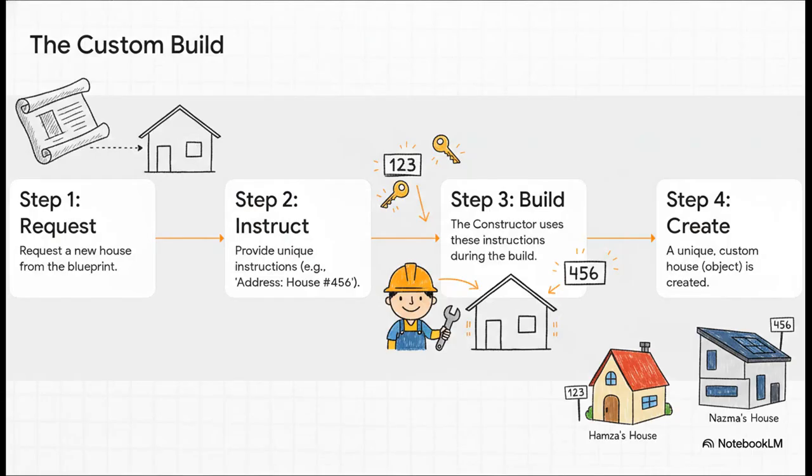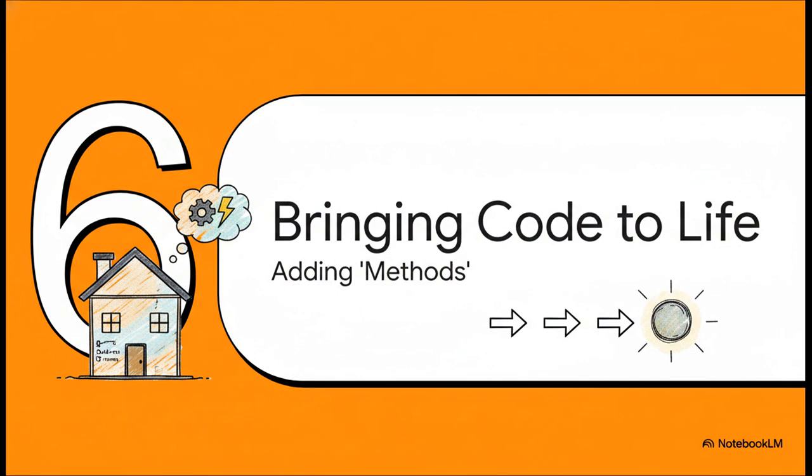So here's the process now. When we ask for a new house to be built, we also hand over some unique info, like, hey, build this one at address number 456. The Constructor takes that unique address and uses it during the build. And boom, a custom house is created. Problem solved. Now Hamza's house can be at 123, and Nazam's can be at 456. Perfect. Okay, so our houses are great. They've got unique properties like an address and rooms. But they're kind of boring, right? They don't actually do anything. They just sit there.